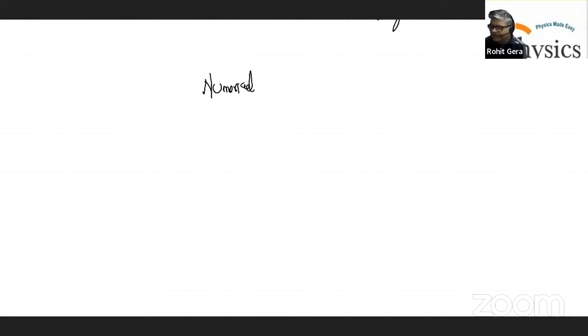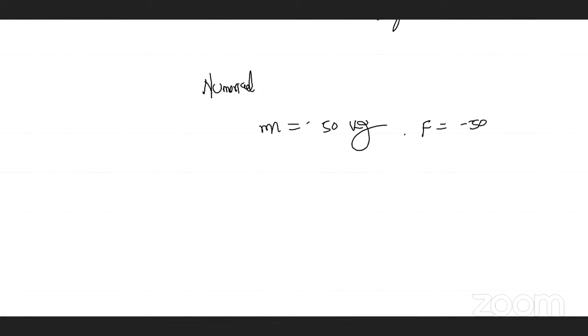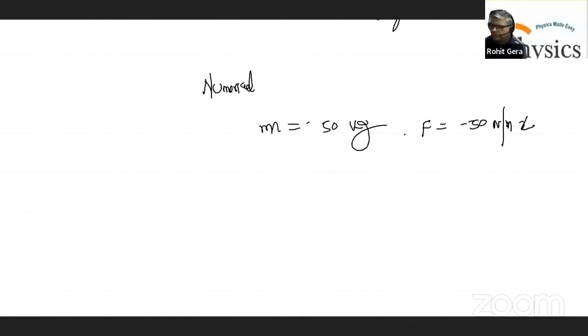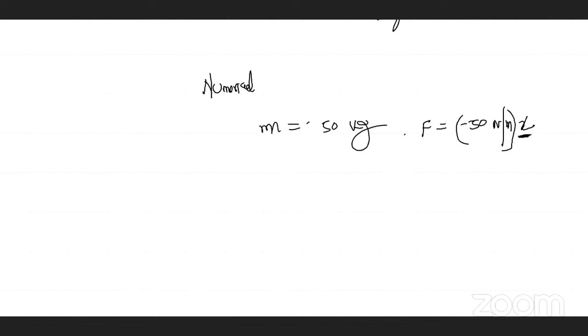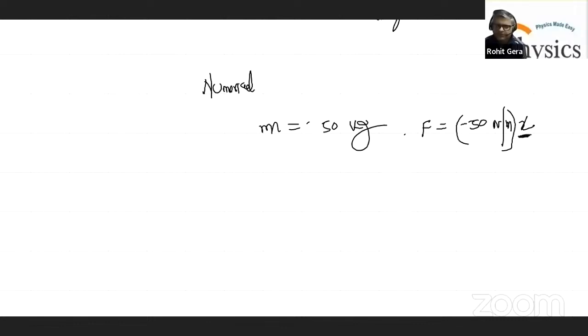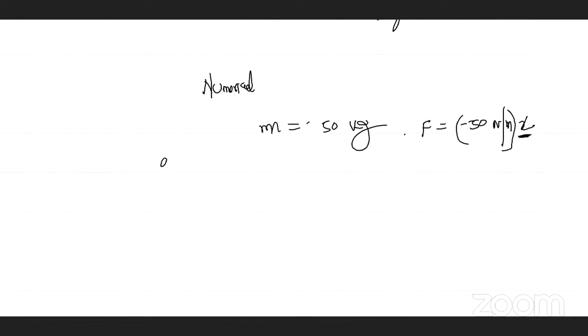So let's say you have a particle and the mass of the particle is 0.50 kg, and it executes a simple harmonic motion, and the formula of the force is -50x, which is a force in newtons, x in meters. The force depends on x, that is, F = -kx, where k is 50. Yes, absolutely.